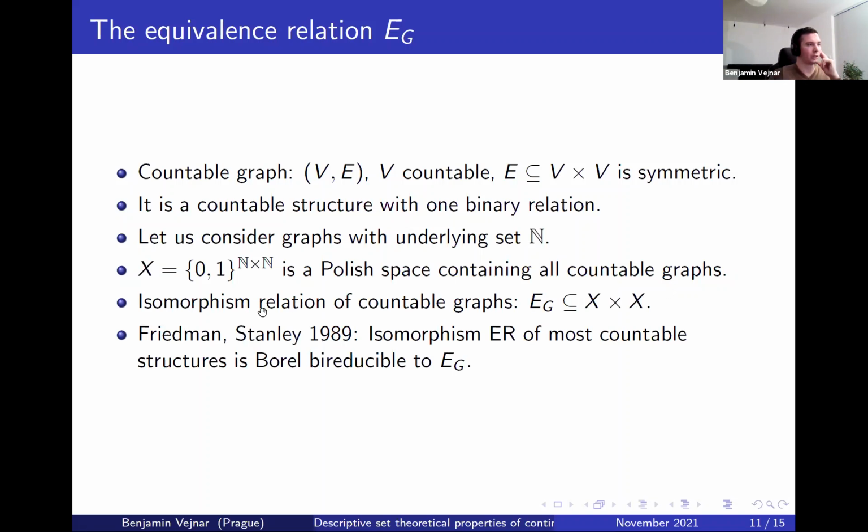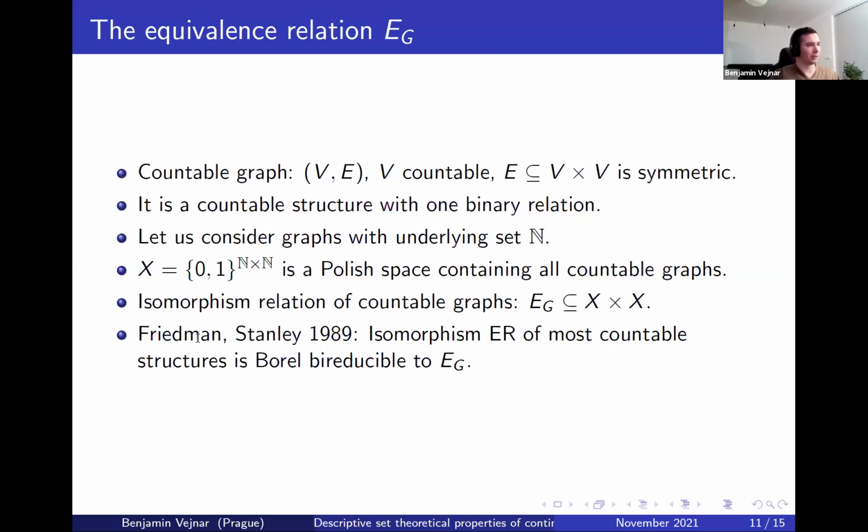And now we can consider the isomorphism relation of these countable graphs. We will denote it by EG. Okay, and it is a subset of X times X, where two points x and y are EG-related if and only if they code isomorphic graphs, if the graph x is isomorphic to the graph y. So in fact, this EG is just the isomorphism relation of countable graphs.